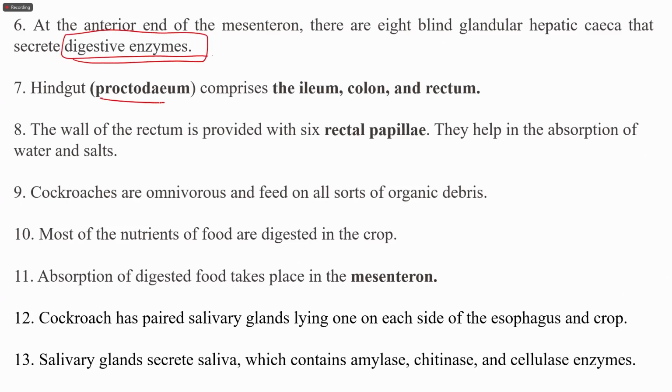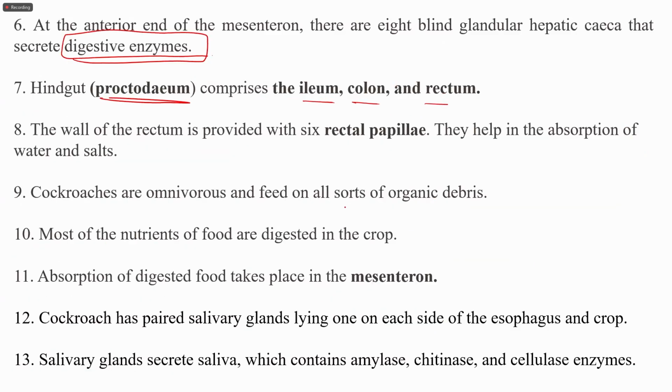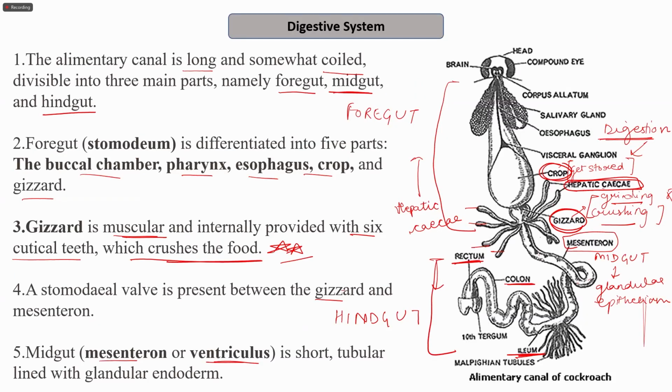The hindgut, also known as the proctodeum, comprises the ileum, colon, and rectum. This portion is the hindgut, where it acts like the intestine, and the wall of the rectum is provided with six rectal papillae, which help in the absorption of water and salts. So these are the functions of the different structures.